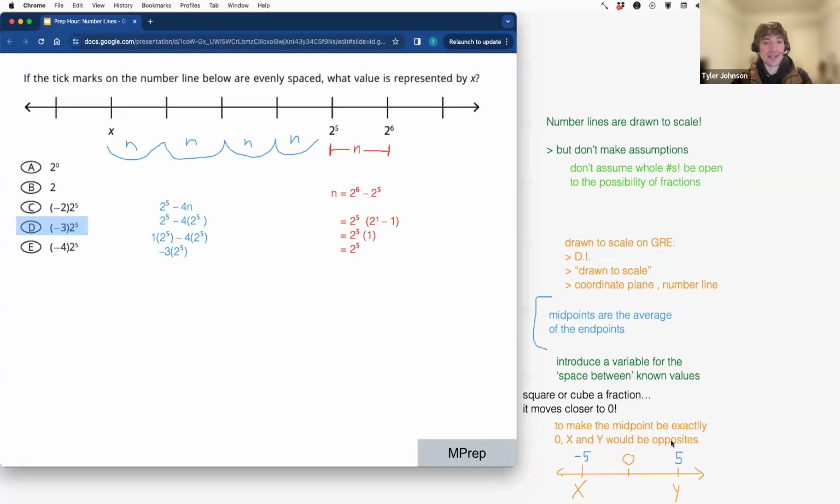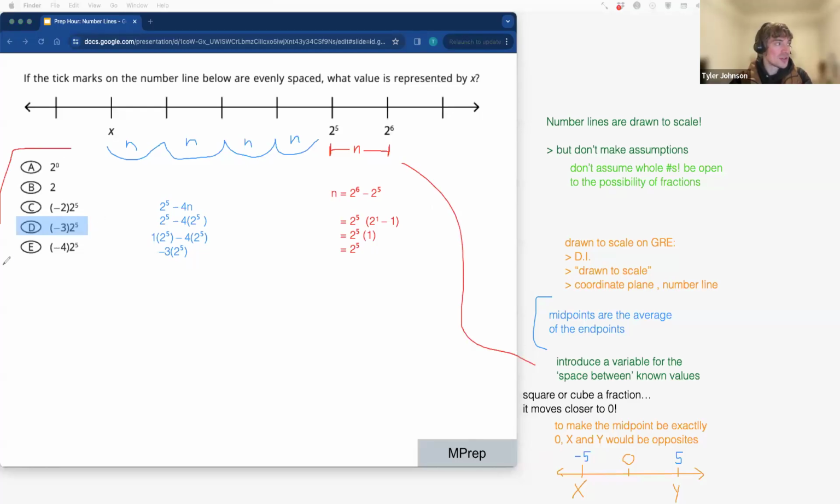So pretty fun one, lots of levels there. The keys: create a variable for that space between, and make sure you glance at the answers before you start solving and make your scratch work look like the answers from the get-go.